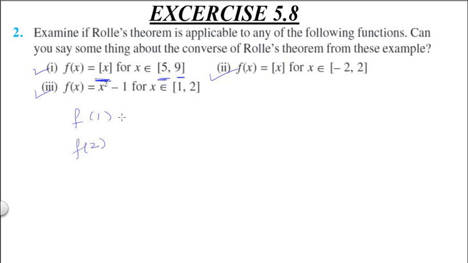Are they equal? Let us just check. F of 1 will be 1 minus 1, which is 0. F of 2 will be 2 square minus 1, which is 3. They are not equal, hence Rolle's theorem can't be applied to it, and the converse also will not be applicable. Clear? Now this is how you're going to do it, a very simple question, just remember the conditions, remember the rule, and you're all set to go for the solution.